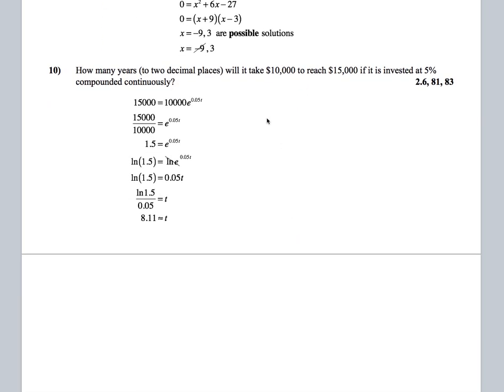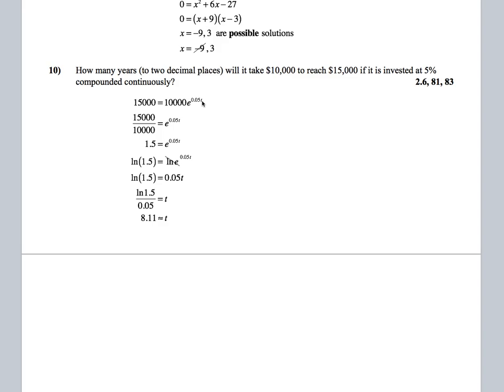Now, in question 10, we're asked to find a certain amount of time. We're given everything else in the formula, A equals P times e raised to the rt, and that amount A that we end up with, the yield, is $15,000, and the principal is $10,000, so I put that in here. The rate is 5%, which as a decimal is 0.05, and the time t is our unknown.